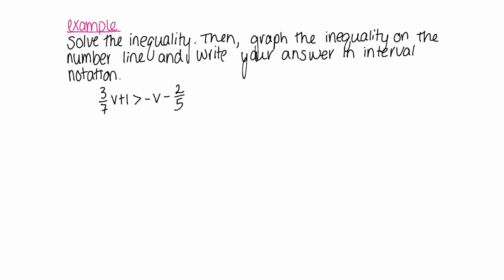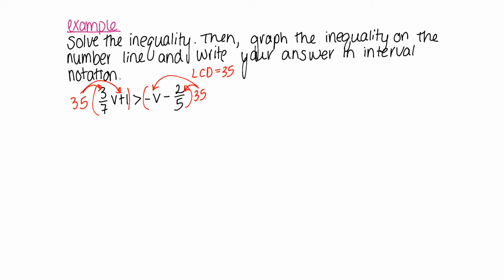So here we have 3/7 v plus 1 is greater than negative v minus 2/5. The LCD here, we're looking at all the denominators. We have 7 and 5. The least common multiple of 7 and 5 is 35. So the LCD is 35. I'm going to multiply both sides by 35. Remember, you're distributing it in to all the terms.